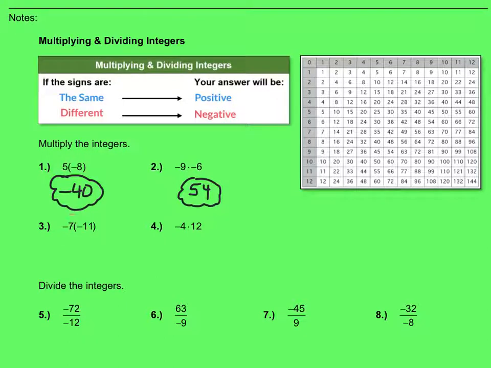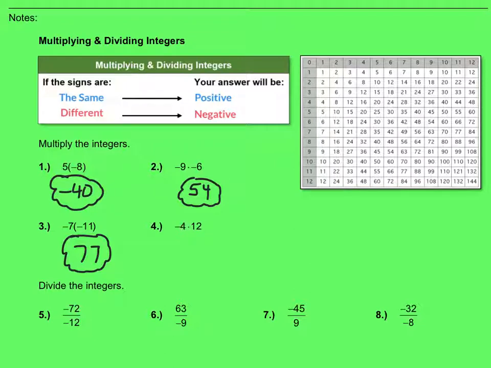Now we have negative 7 times negative 11. The 11 column in the 7 row. 11 times 7 is 77. And we have a negative times a negative. And that means they have the same sign, which means our answer is positive.